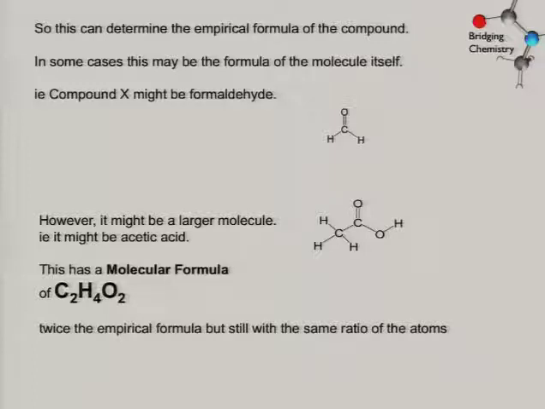But it could also be a larger molecule. It could be acetic acid. Here's the formula for acetic acid. Here's the structure here. And if you work it out, that's got a formula of C2H4O2. So the ratios of the carbons to the hydrogens to the oxygens is still CH2O. But it's not actually CH2O, it's C2H4O2. So the ratio is the same, but the actual molecular formula is twice what the empirical formula is.